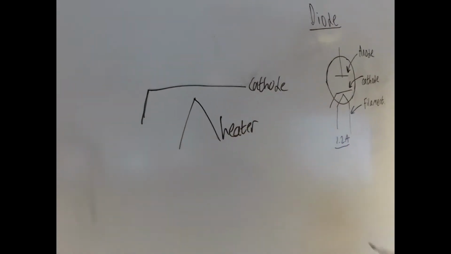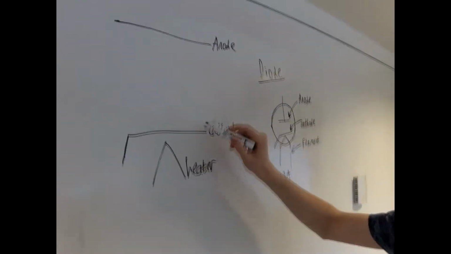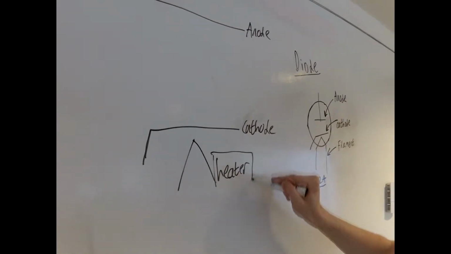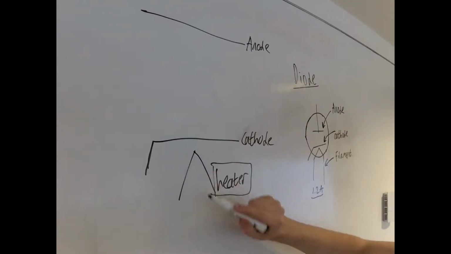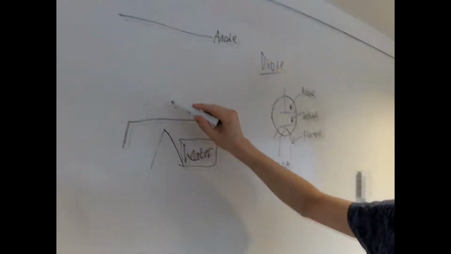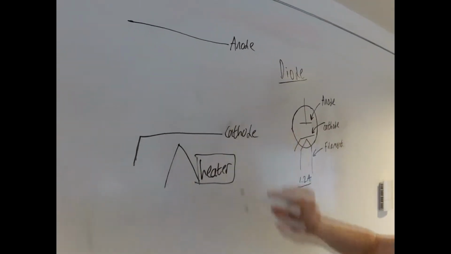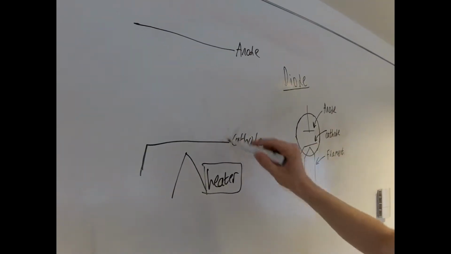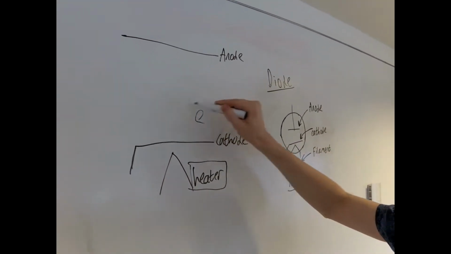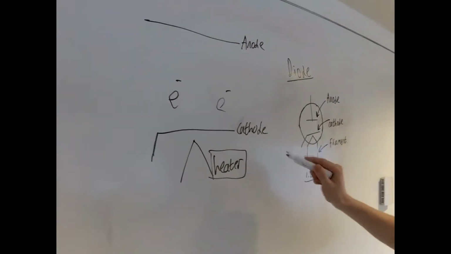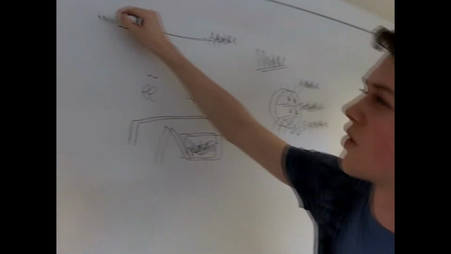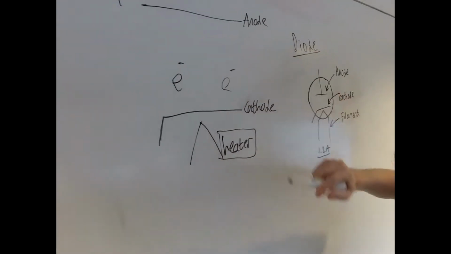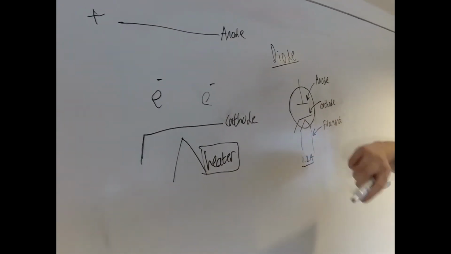Thermionic emission is the process where electrons are released from the cathode by heating from the heater here. So when this has a current running through it, electrons in this cathode will receive enough energy to exceed the work function of the cathode and be emitted into the space between the cathode and the anode. And as this is positively charged, the electrons will be attracted to the anode, causing a flow of current between the two electrodes.